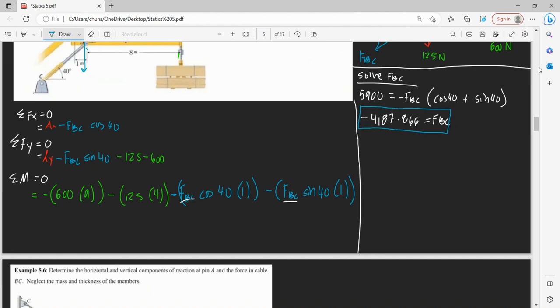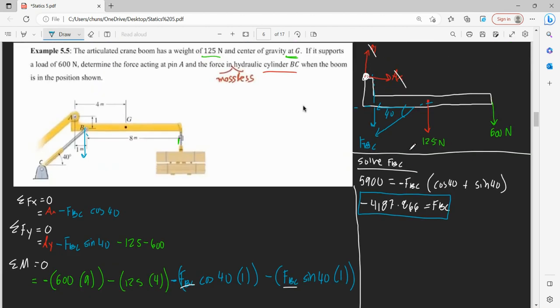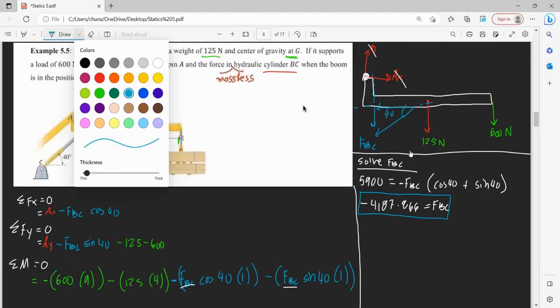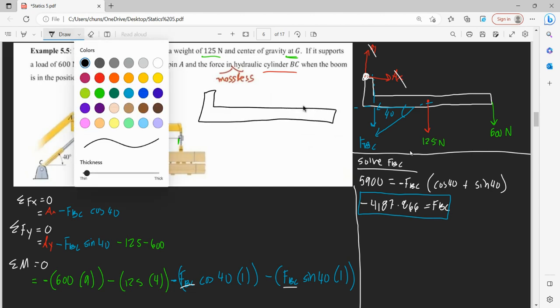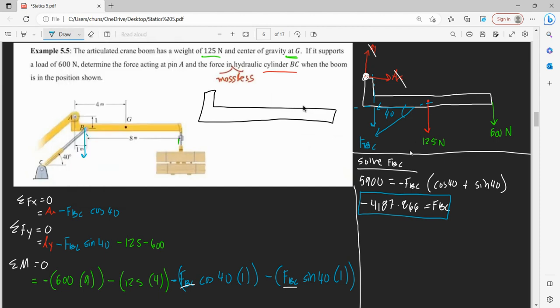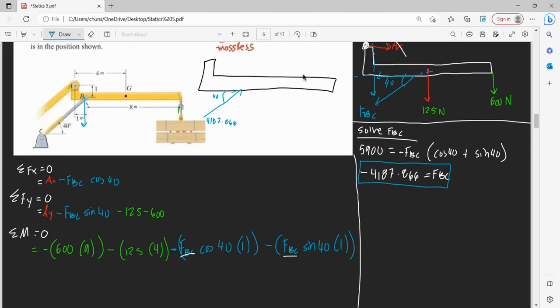So it actually should be acting... let's draw our correct diagram. If we had it facing away, now that we know our direction, we know it is facing towards. And this was at 108.66 newtons.